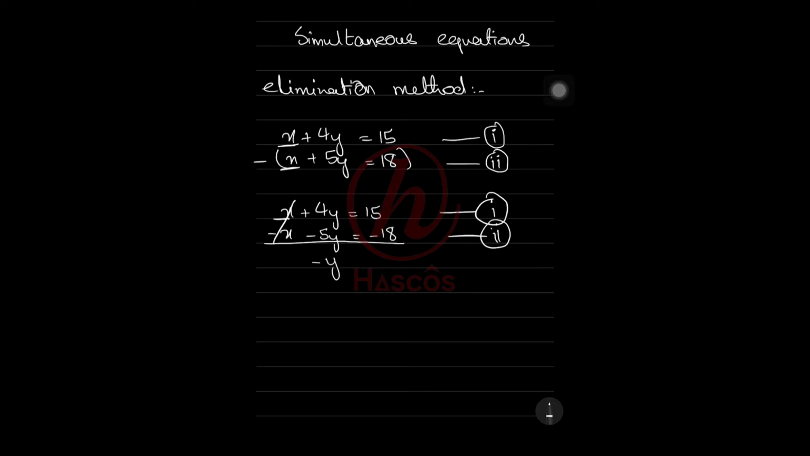We know that we can cancel out the positive x with the negative x. We know that 4y minus 5y is going to be negative y, and 15 minus 18 is going to be negative 3. So we have minus y equals minus 3. Negative negative cancels out. We have y equals 3.